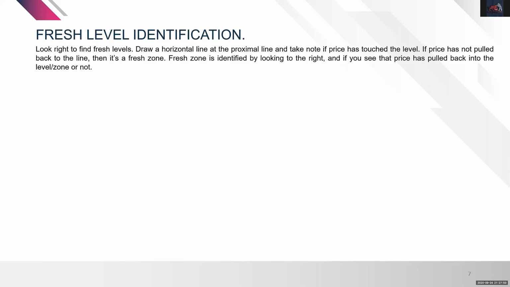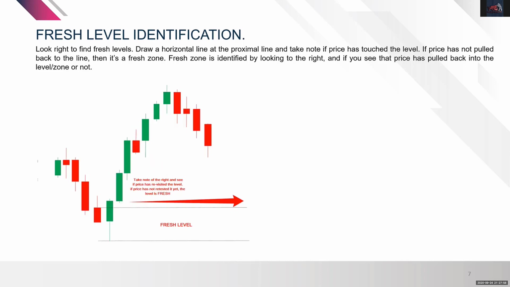Then we've got a fresh level. The same principle applies, but this time you look to the right to find fresh levels. Draw a horizontal line with the proximal line and take note of whether price has touched the level. If price has not pulled back to the line, then it's a fresh zone. A fresh zone is identified by looking to the right and seeing whether price has pulled back into the level or zone or not. Good example, USD CAD. No, not USD CAD. Price has already pulled back into that demand.